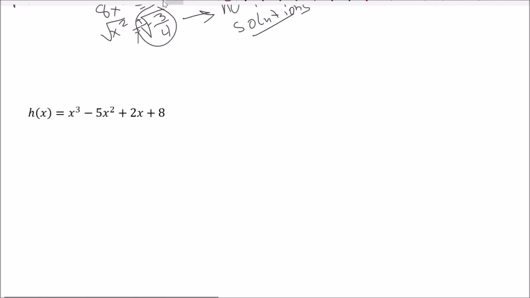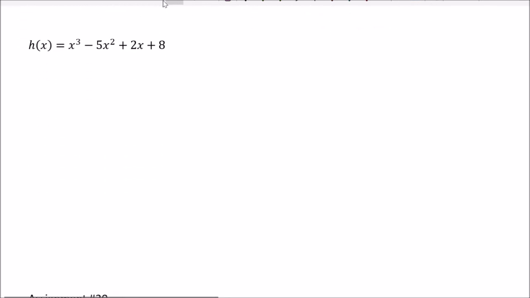One more. All right, this one's very similar to the last. Factors of 8 are 1, 2, 4, and 8. Factors of 1 are 1. Make a list. So we have the plus and minus versions of 1, plus or minus 2, plus or minus 4, and plus or minus 8. Pick your favorite number.